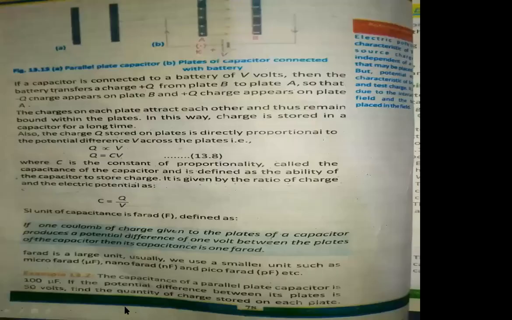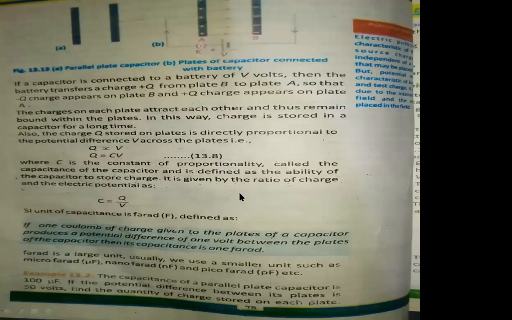This is the numerical we did. The capacitance of a parallel plate capacitor is 100 microfarad. If the potential difference between these plates is 50 volt, so V is 50 volt, and C is 100 microfarad. The unit of capacitance is farad, which is the largest unit. This is given to me in microfarad, so I converted this into farad, which is the SI unit of capacitance. So 100 multiplied by 10 to the minus 6. Then potential difference V is equal to 50 volt. Find the quantity of charge.